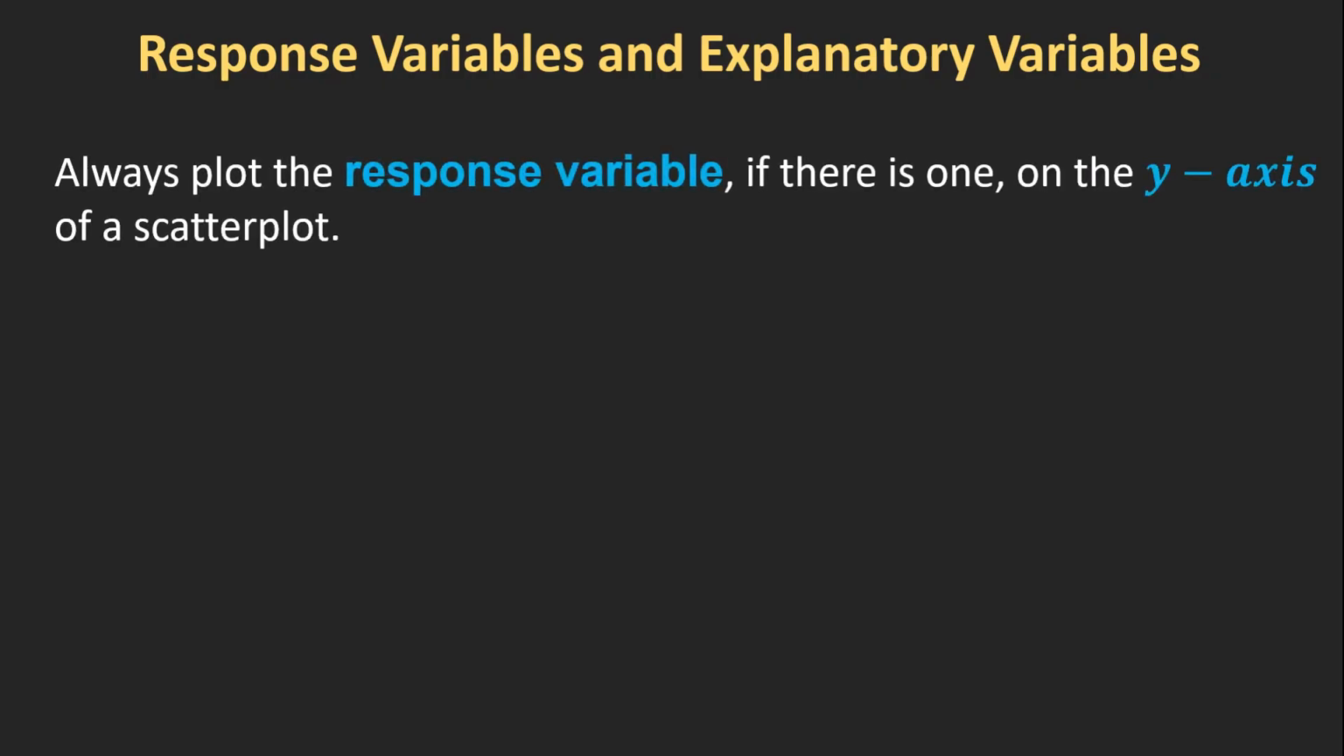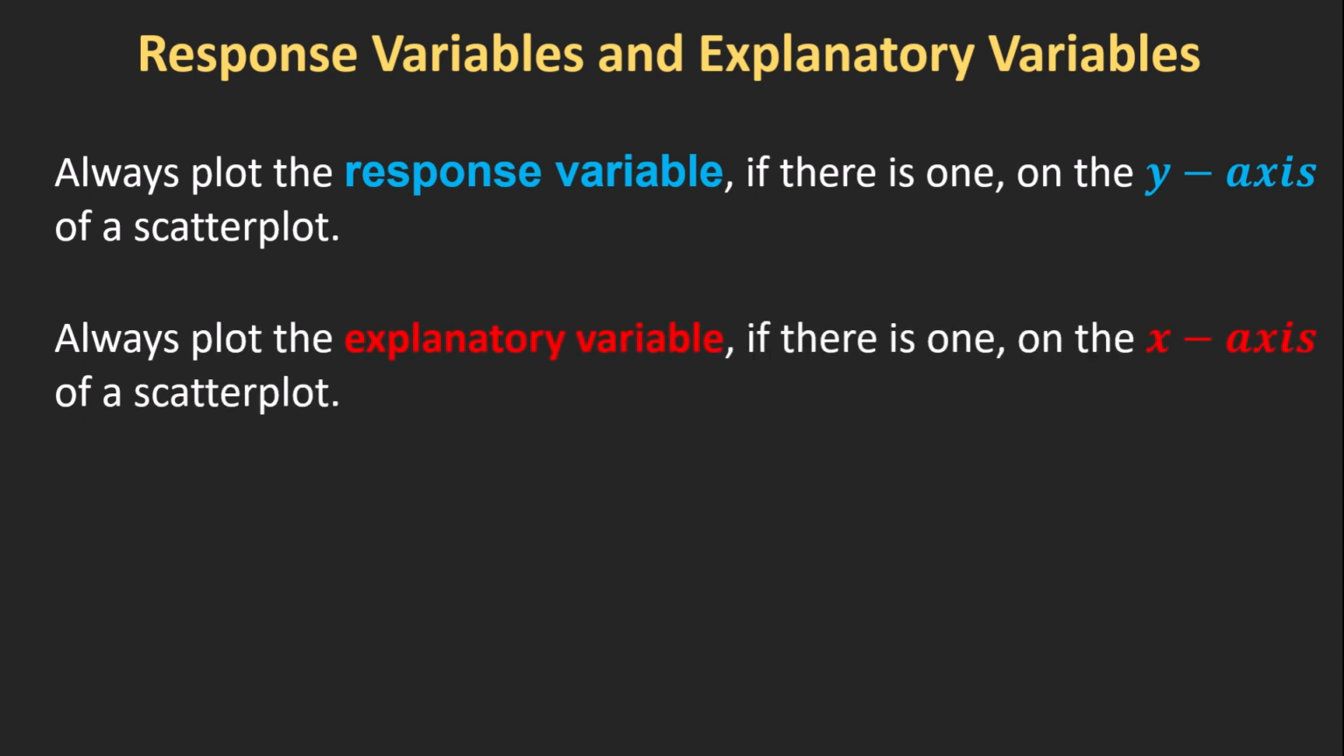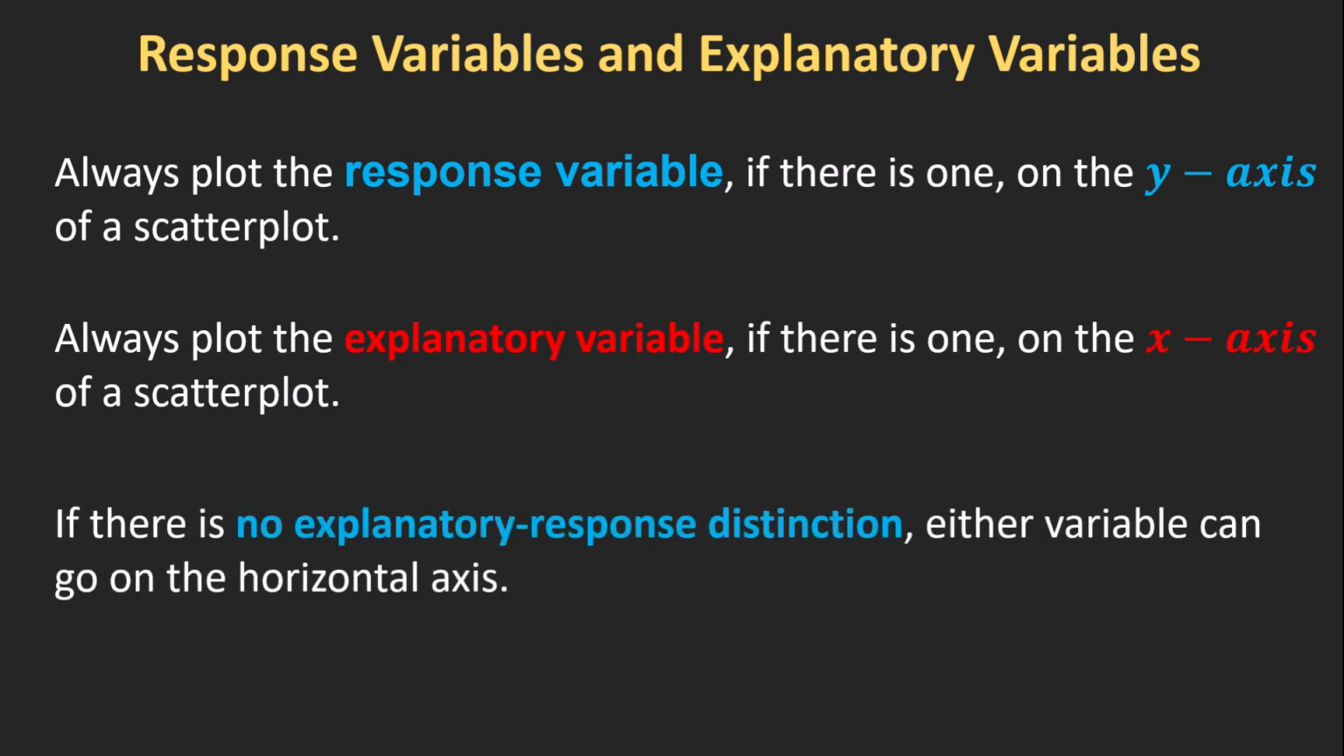Always plot the response variable, if there is one, on the y-axis of a scatter plot and the explanatory variable on the x-axis of a scatter plot. If there is no explanatory response distinction, either variable can go on the horizontal axis.